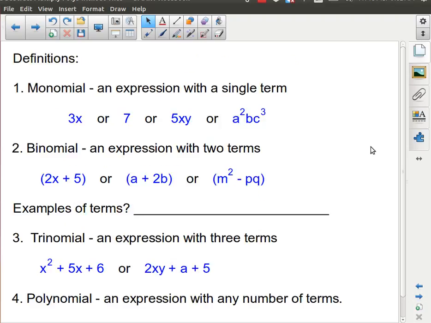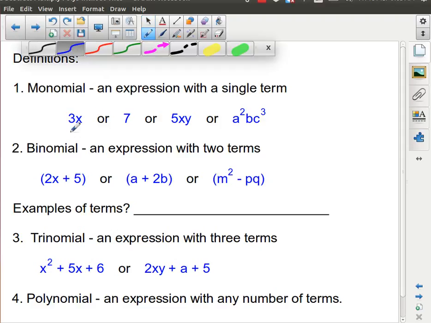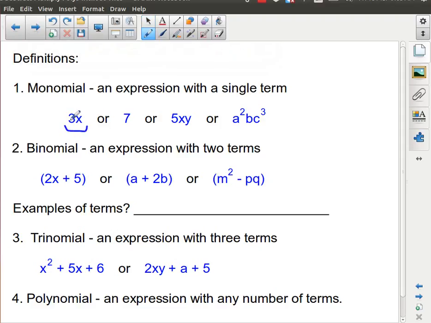So just a review of some terms. These are things that you should have seen in your grade 9 course. A monomial, that's a single term. And I want to make sure that this is clear to you. This is a term. The 3 and the x are not terms separately. This is a number multiplied by a variable, and those together make up a term. 7, because there's no variable involved here, is a term on its own. 5xy, even though we've got 3 individual items being multiplied together here, is a single term.